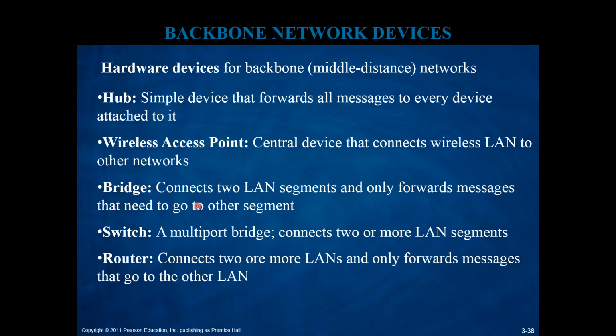Then you have bridges that connect two LAN segments, and they only forward messages that are intended for another segment. For example, if a message from one segment is being sent to another LAN, that message is relayed. But messages within one segment, within one LAN, that are intended for recipients within the same LAN are not relayed to the second LAN that the bridge connects. Then you have switches, a multi-point bridge connecting two or more LAN segments together. Then you have a router that can connect two or more LANs and only forwards messages that go to other LANs. So routers are very common when it comes to implementing the internet infrastructure.